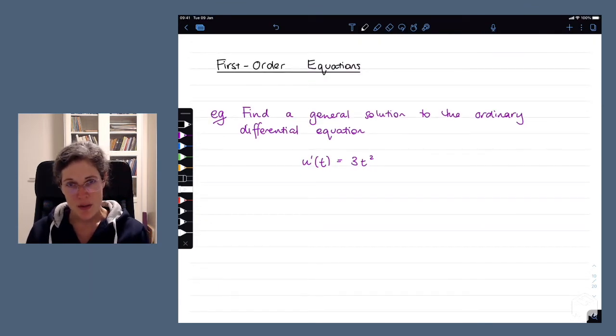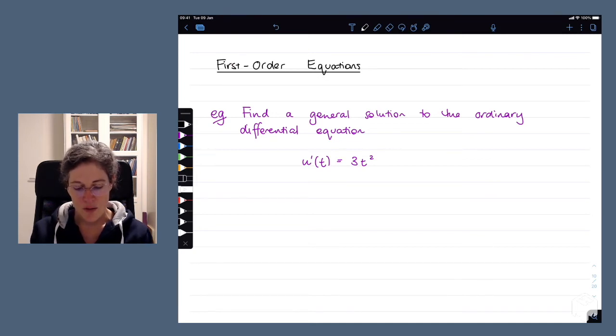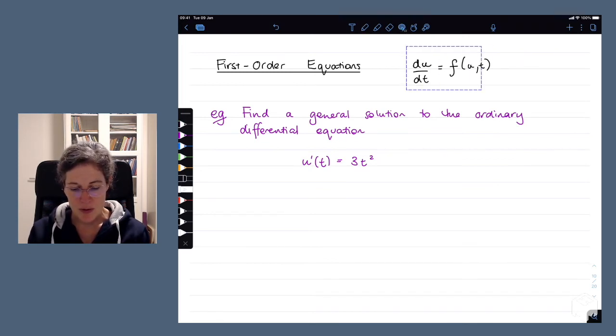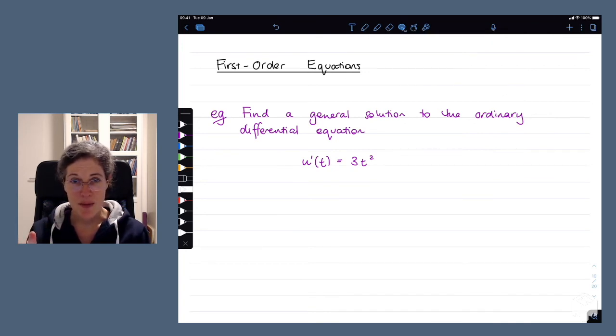So we're going to start at the beginning, first order equations. So remember, first order means that the highest derivative that we have is a first derivative. So we're looking at things of the form du by dt is equal to some function of probably u and t. Okay, so that's the most general form, but we'll come back to that general form. The first thing I want to point out is that you've actually been solving first order differential equations for quite a while.